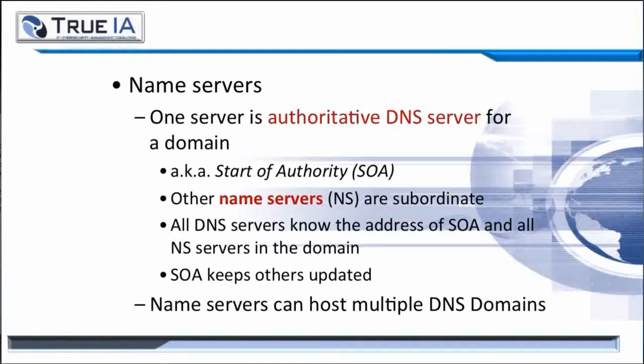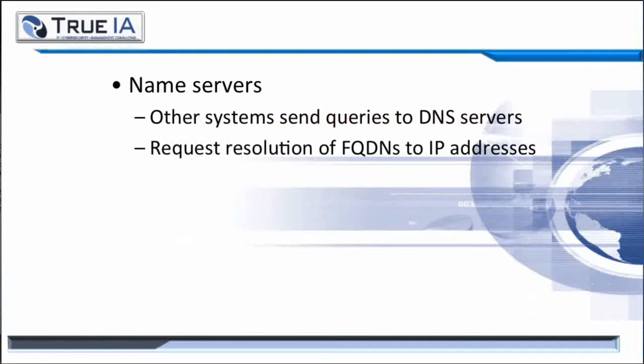Name servers, or authoritative DNS servers, serve a single domain. Other name servers then are subordinate to the primary. All DNS servers know the address of the start of authority and all name servers in that domain. So the start of authority really keeps the others updated. So how do other DNS servers learn about each other? Well, they query each other. They make requests, if you will, to resolve the fully qualified domain names to unknown IP addresses.